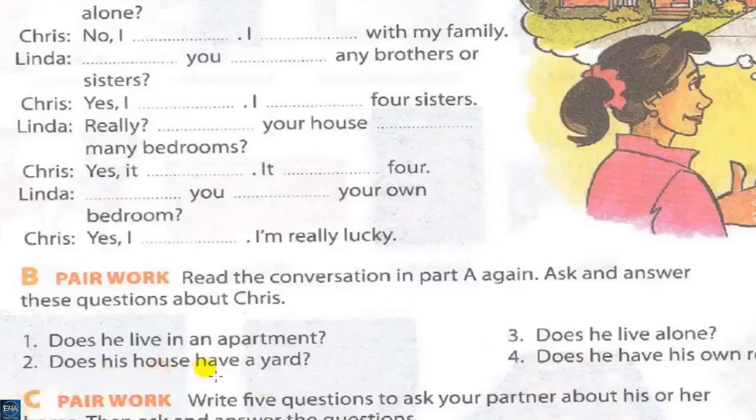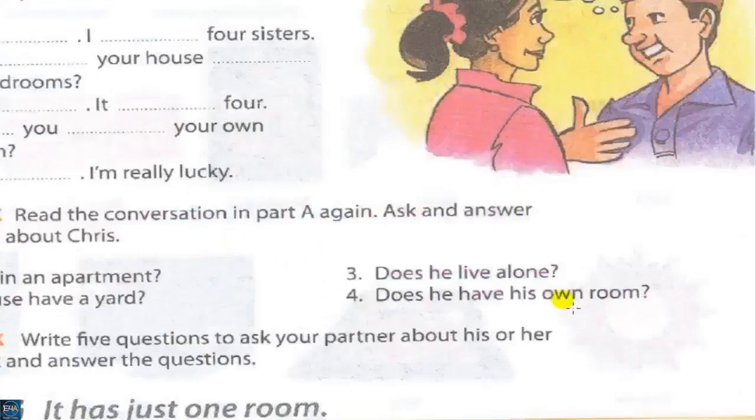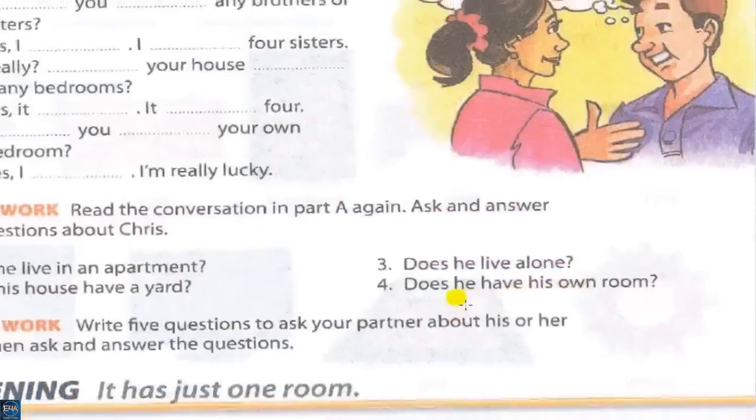Does his house have a yard? A yard, the area around the house. Like this, this is the yard. Does his house have a yard? Yes, it does. No, it doesn't. Does he live alone? Yes, he does. Or no, he doesn't. Does he have his own room? Yes, he does. Or no, he doesn't.